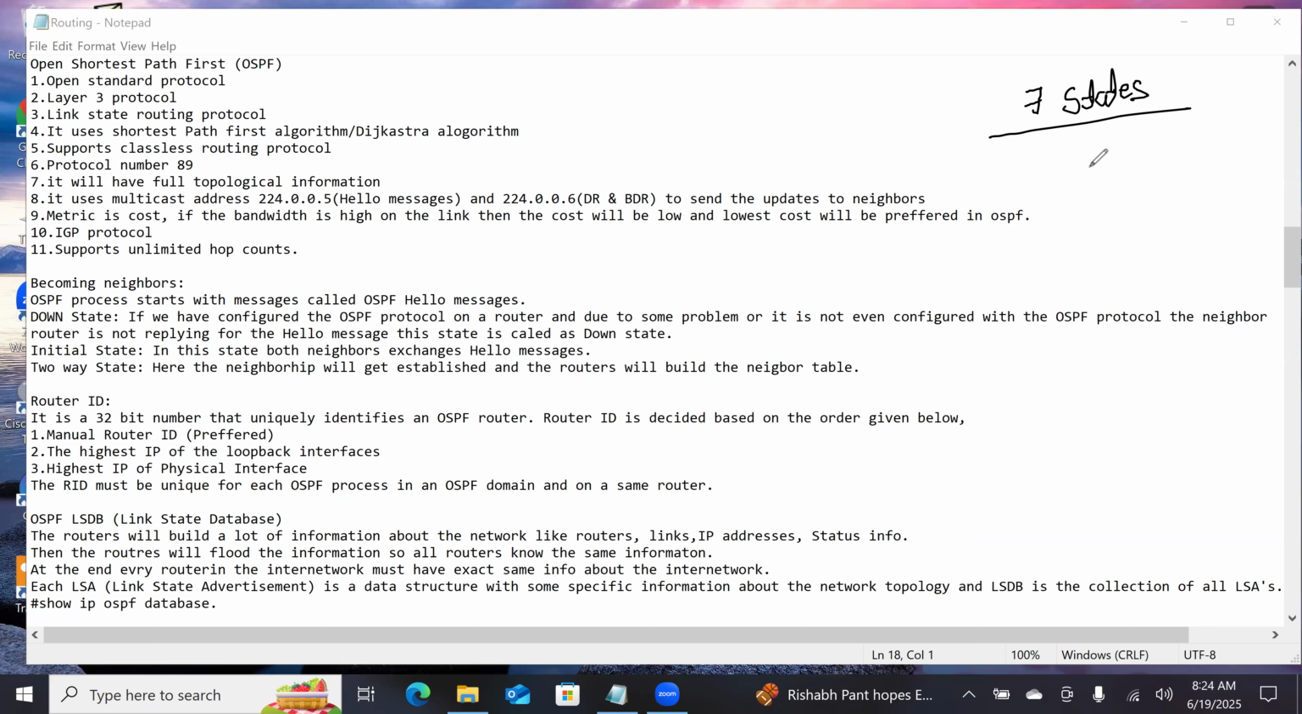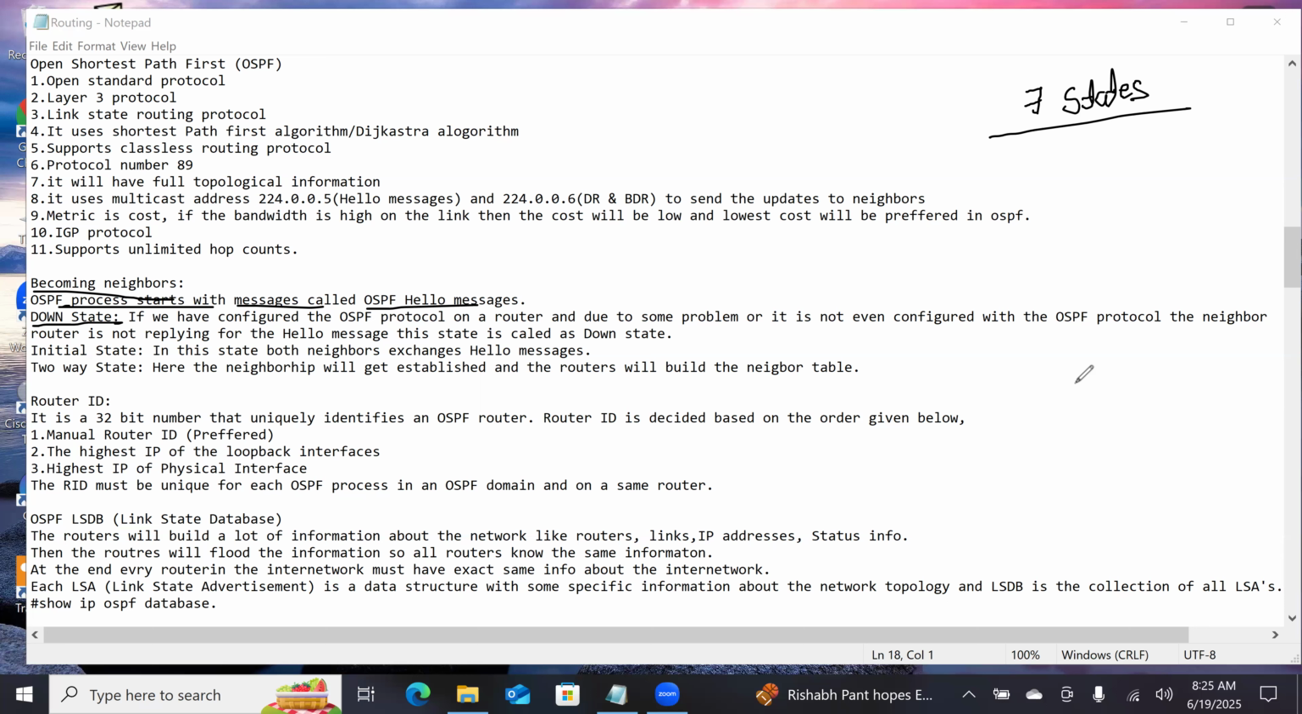7 states of the OSPF. First state is called the down state. So how will they become neighbors? The OSPF process starts with a message called the OSPF hello message. This is a kind of introduction between the neighbors. How will they start to talk with each other? By sending hello messages.